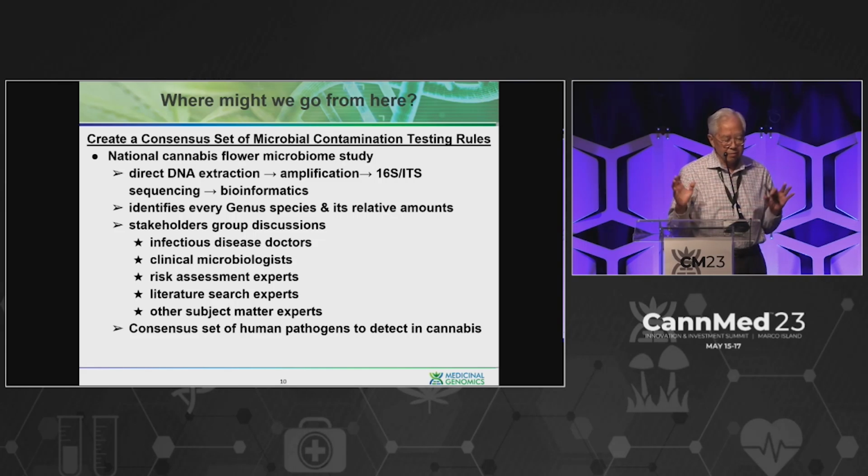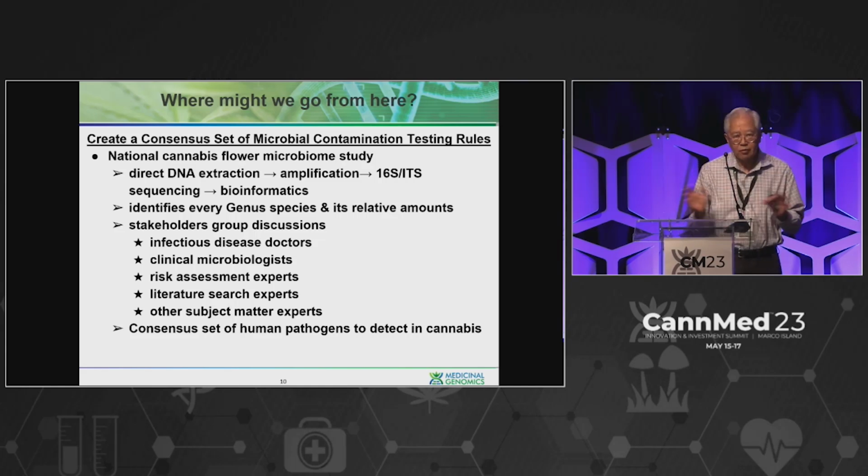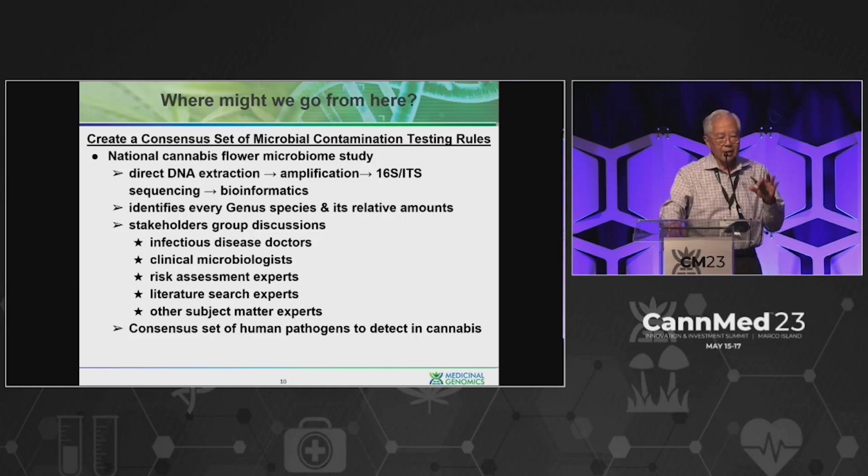And then you have to contract or have in-house a bioinformatics expert, and believe it or not, and we've already done this at MGC, you can identify every genus and species in that cannabis flower. And also you can determine the relative amount. So now you have all this massive information. It's a lot. So what do you do with it?